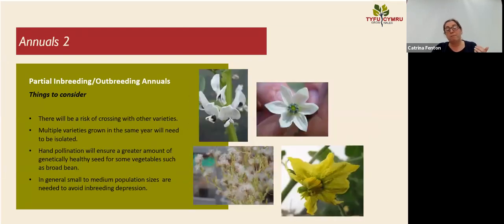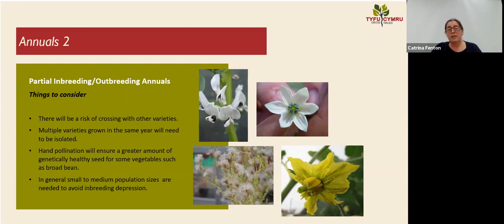The next group up, well, these are the partial inbreeders or outbreeding annuals. And within that group, we would include broad bean, pepper, lettuce, runner beans, and some of those exceptional tomato varieties, like the one down in the bottom right, where there is an exposed stigma. So these flowers are open, unlike the inbreeding annuals that we've just looked at. So there is a risk of cross-pollinating with another variety. Flower structures, the flower itself is perfect, but they're open.